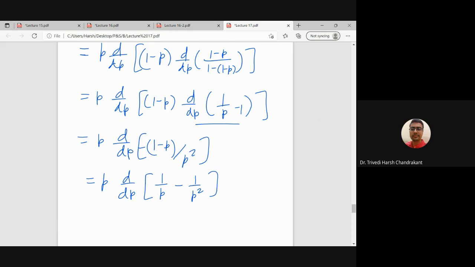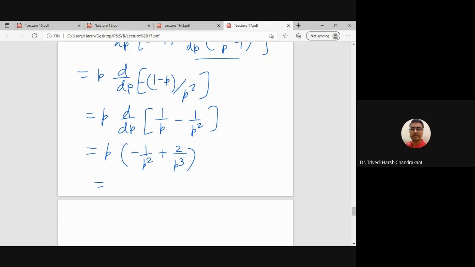So this function we need to differentiate with respect to p, and what we will get is minus 1 by p square minus 2 times this, so plus 2 by p to the power 3. So what is the final answer? That is minus 1 by p plus 2 by p square. So just check once later also if I am making any plus or minus mistake. Right? So go back and check every step.